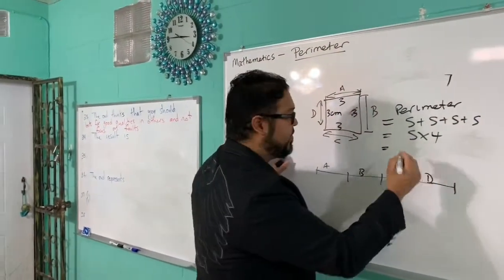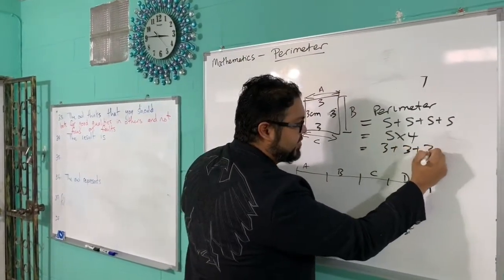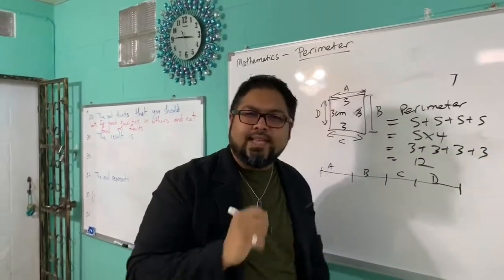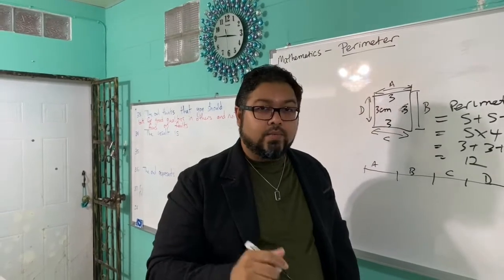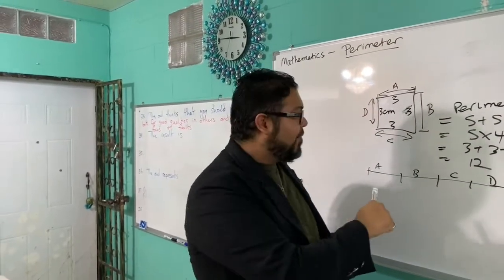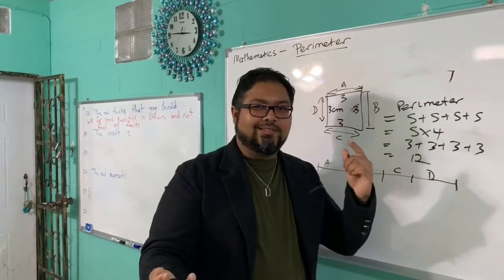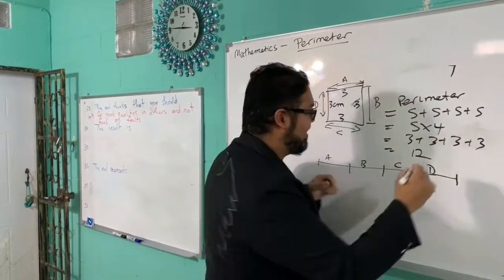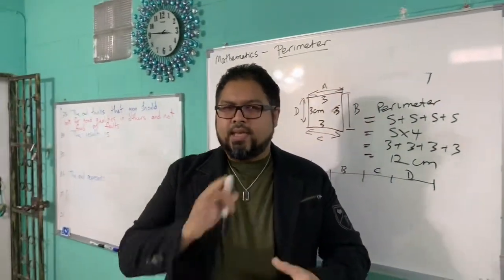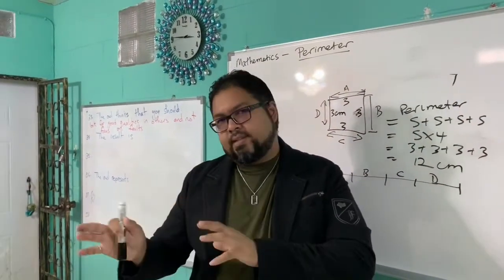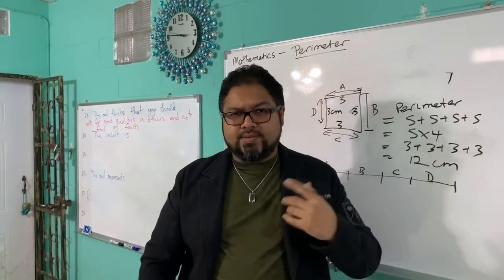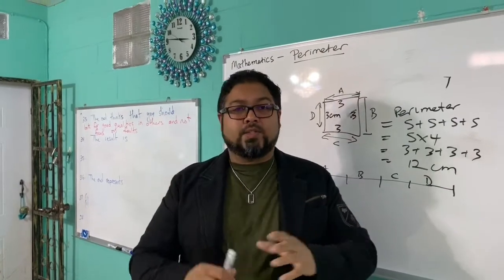So essentially, it will be 3 plus 3 plus 3 plus 3 equals 12. But this answer isn't fully correct. Remember, we have units. Since one side was 3 centimeters, it will now be 12 centimeters. Aha, got it. 12 centimeters. And in the next video, I'll show a little bit of the difference between area and perimeter, because that is one of the most common mix-ups that students have.